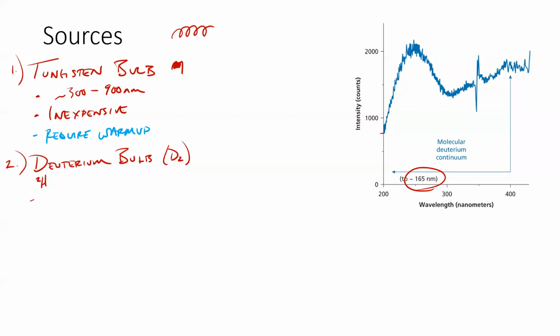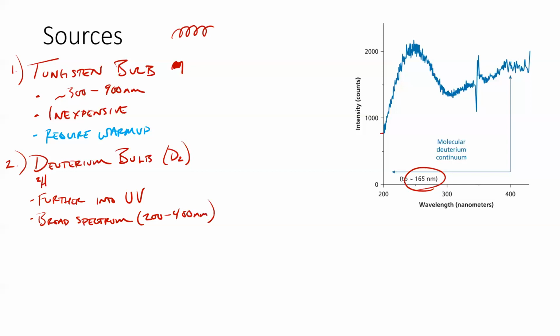But this goes down further into the UV. It's a broad output, right? Broad spectrum for a UV lamp, so I'll put about 200 to 400 nanometers.